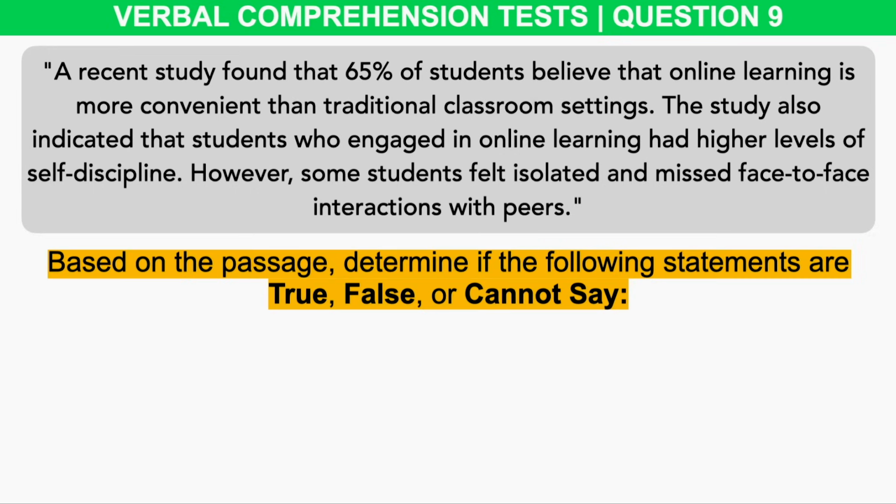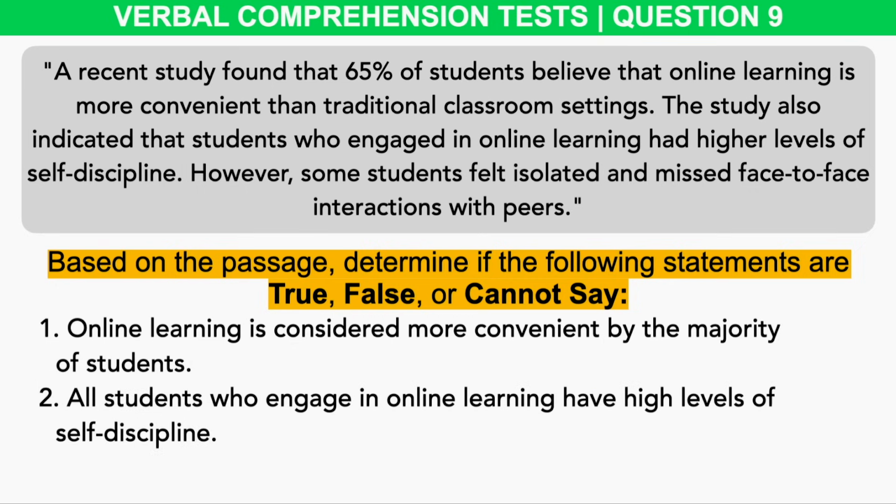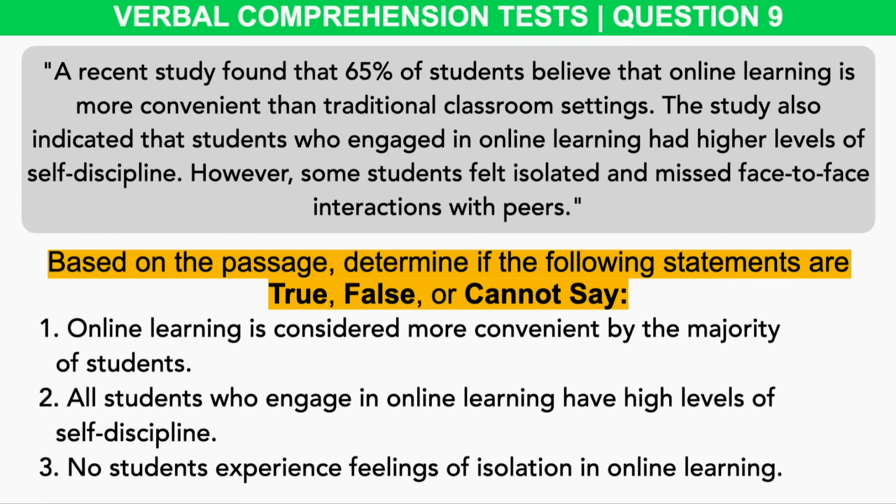Based on the passage, determine if the following statements are true, false, or cannot say. Number 1. Online learning is considered more convenient by the majority of students. Number 2. All students who engage in online learning have high levels of self-discipline. And number 3. No students experience feelings of isolation in online learning.